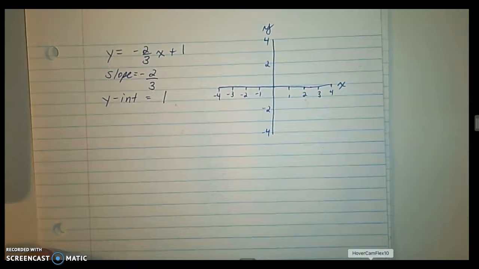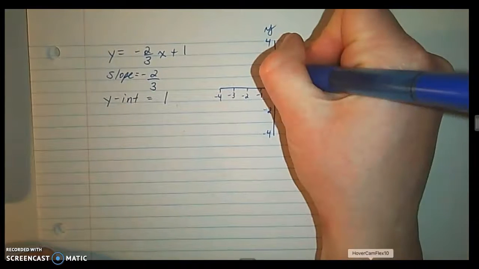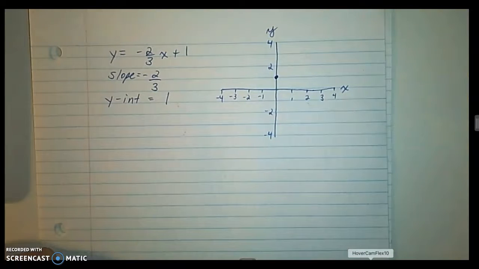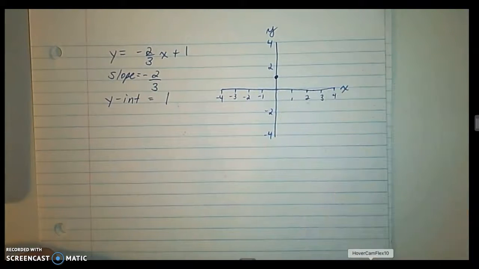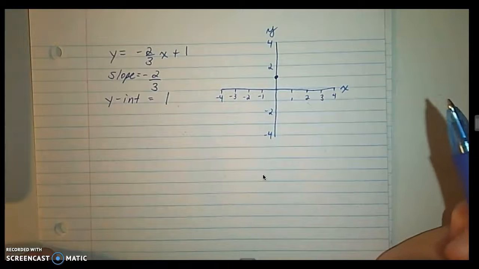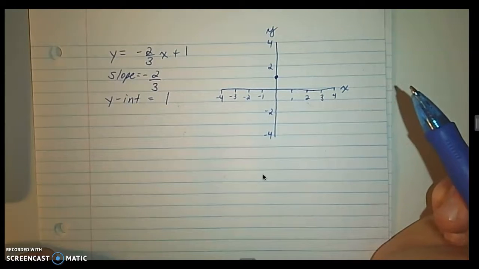Okay, so the first thing I'm going to do, my y-intercept is 1, so that means on my y-axis, my line is going to have a point right at 1. Okay, so when x is 0, y is 1, right there. You can always just plot your y-intercept point first. Okay, so y-intercept 1 right there. And then I'm just going to use my slope to find additional points.